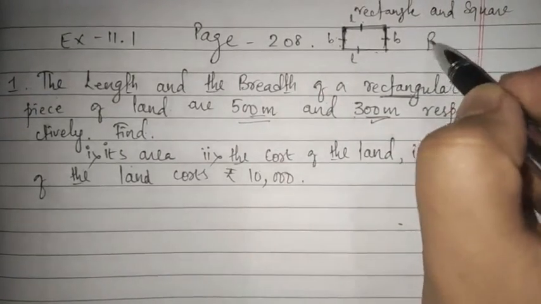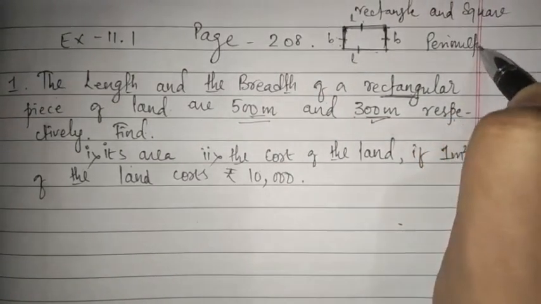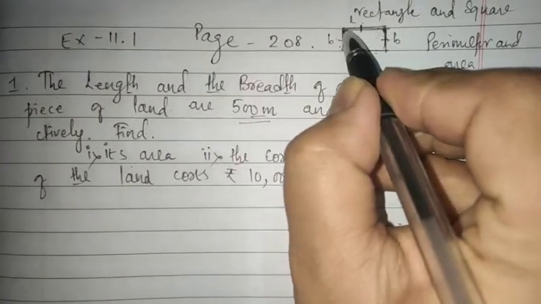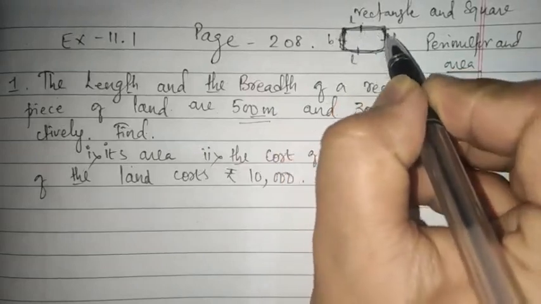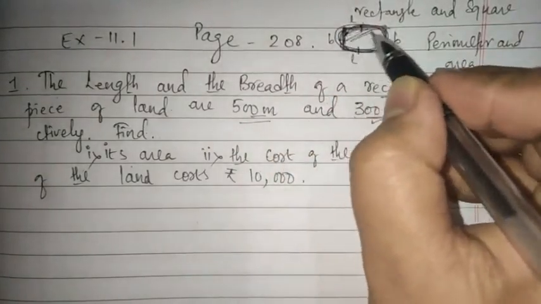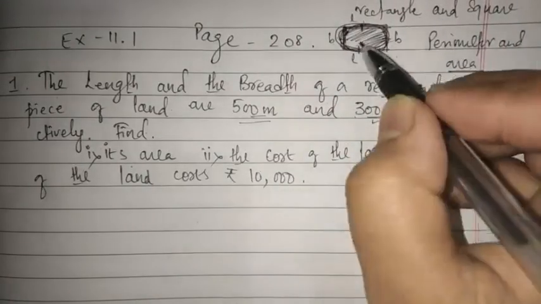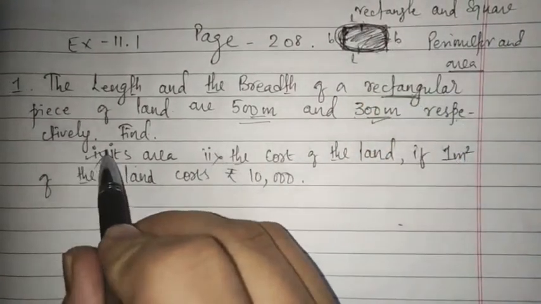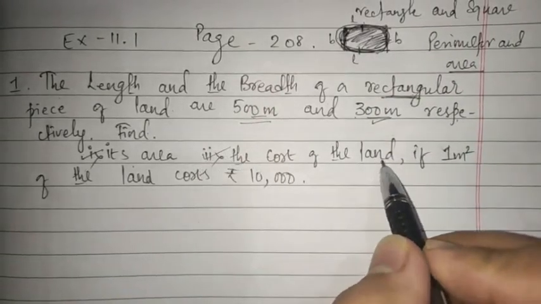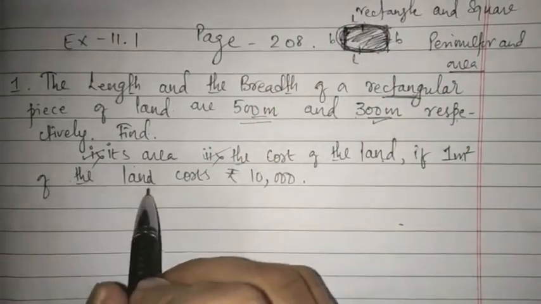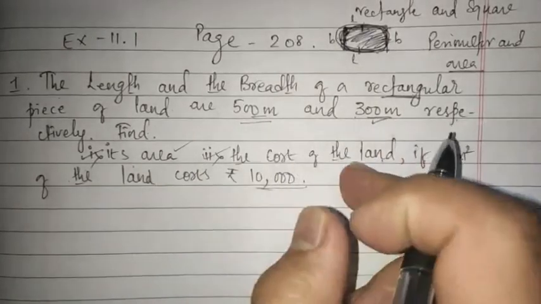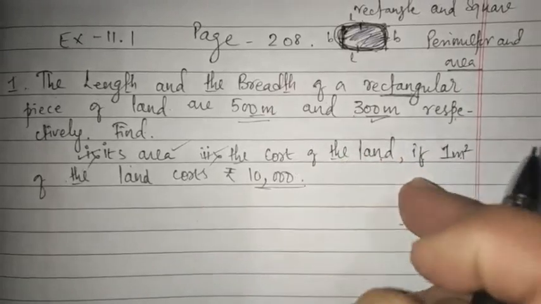As the chapter is dealing with perimeter and area: perimeter means the boundary, the fencing part, the outside part. Area is the inner part. So we have to find, first, the area, and second, the cost of the land if 1 meter square of the land costs 10,000. First of all we have to find the area, only then can we solve number 2. Otherwise we cannot proceed to question number 2.